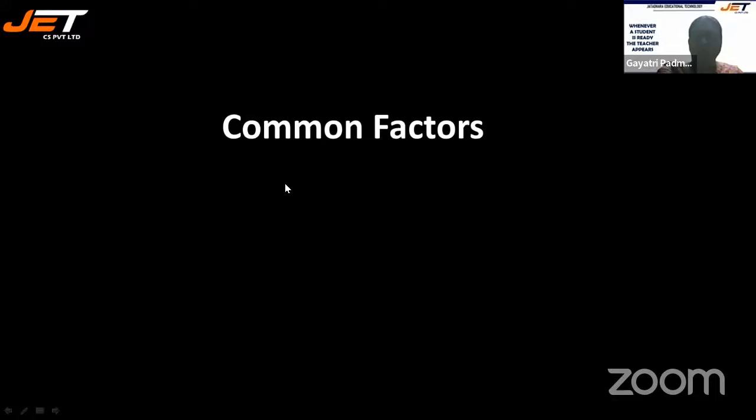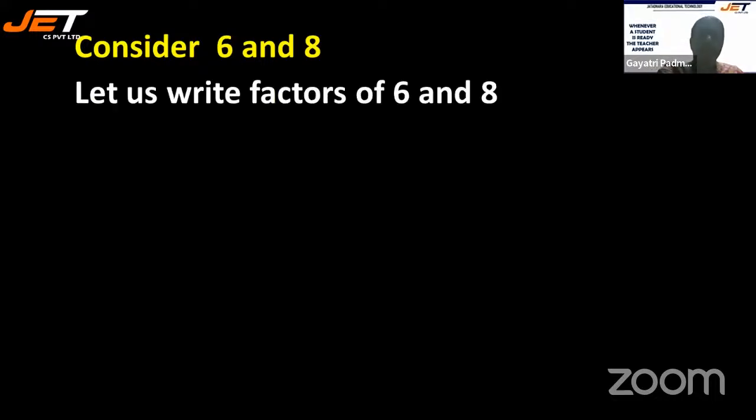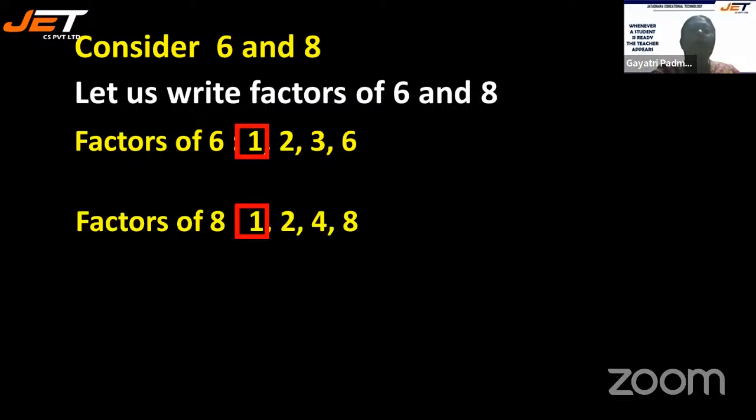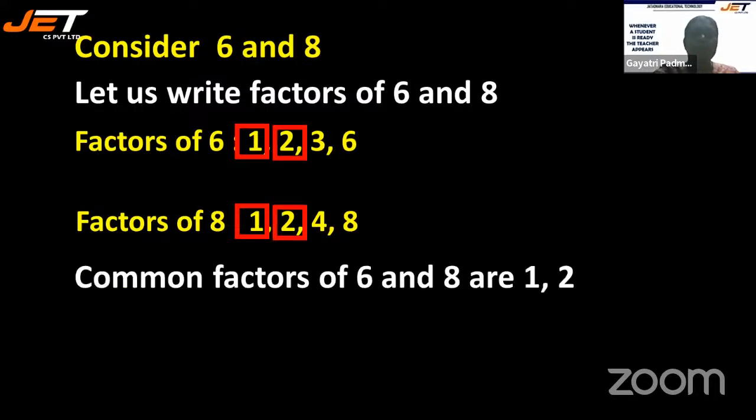All right. Now here, consider the numbers 6 and 8. So let us write the factors of 6 and 8. The factors of 6 are 1, 2, 3, 6. The factors of 8 are 1, 2, 4, 8. All right. Now, what is common in this is 1, 2. Isn't it? Therefore, the common factors of 6 and 8 are 1 and 2.